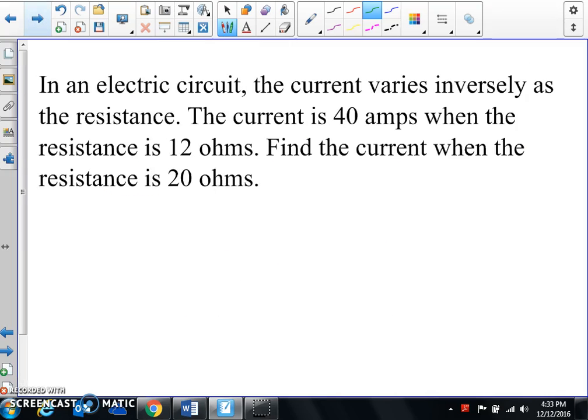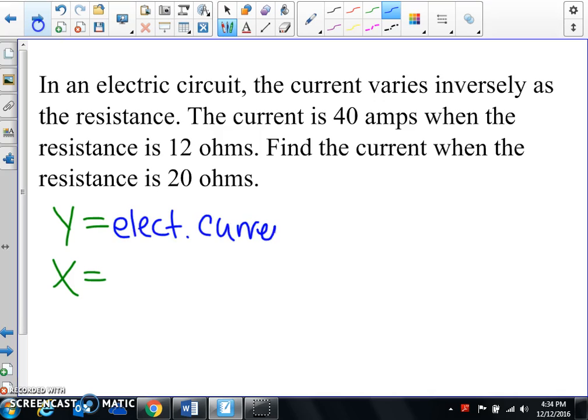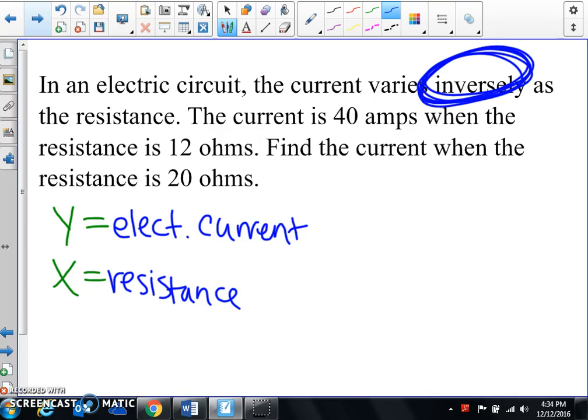Next one. All right, an electrical current. So remember, it's always y varies whatever with x. So set your y up, set your x up. So y is an electrical current. X is the second thing they're talking about, which is resistance. Inverse. It's an inverse.